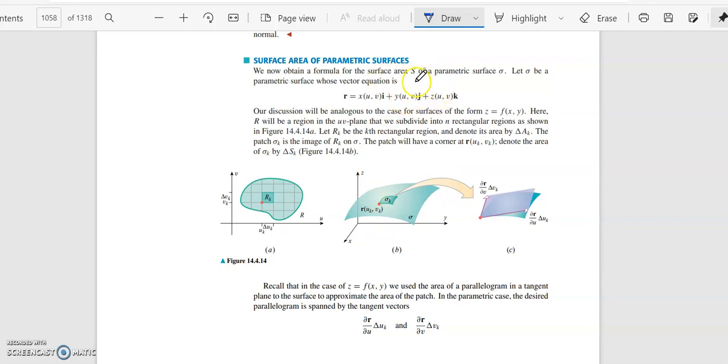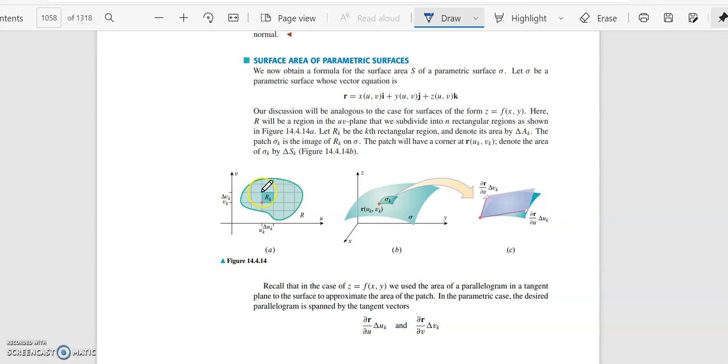So we'll define surface area to be capital S and sigma to be the parametric surface. Suppose a parametric surface has the representation R equals x of u,v i plus y of u,v j plus z of u,v k. Now, in the case of z equals f of x,y, we found the surface area, so we were finding the area of the surface over a region R.